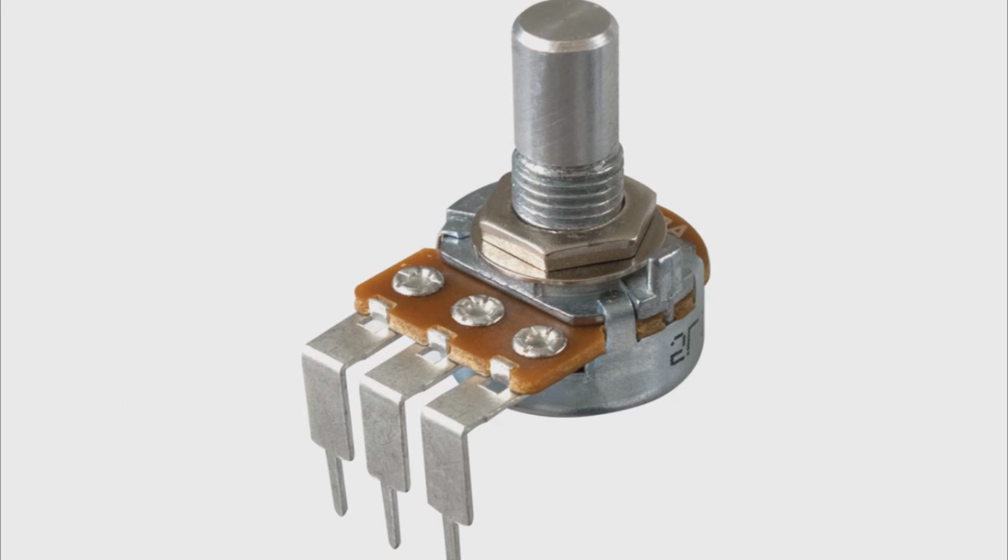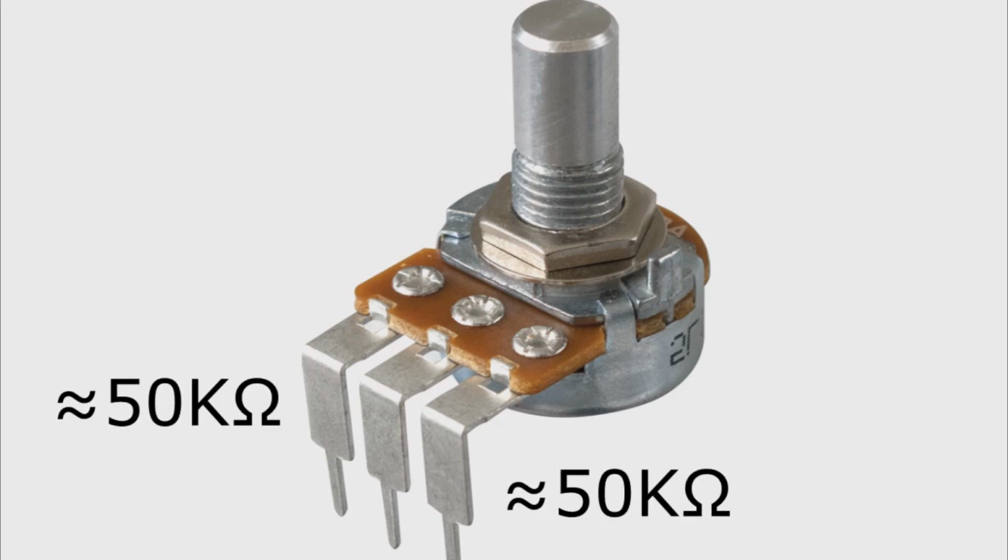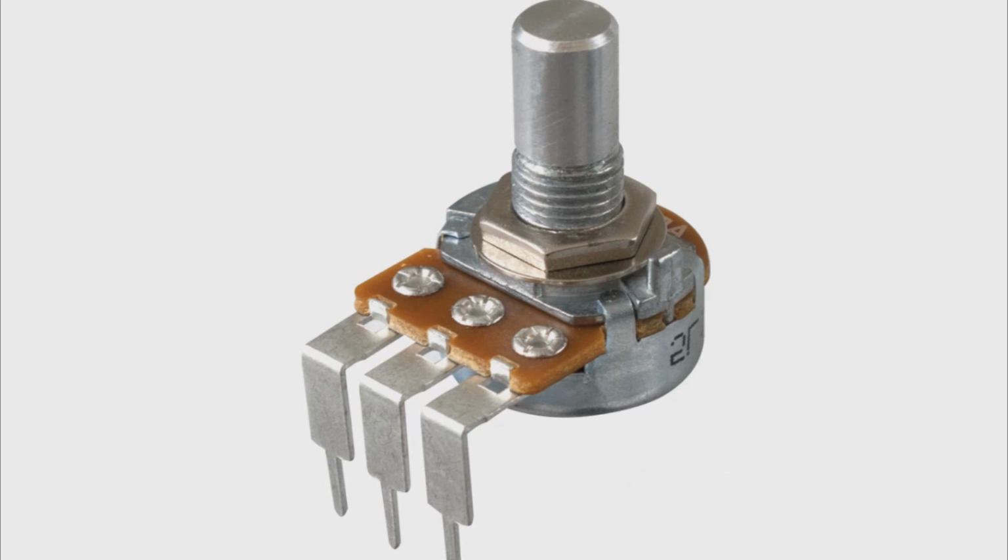If the dial is at noon, you would get 50% of the maximum resistance between lugs 1 and 2, and between 2 and 3. So if you had a 100K pot, for example, lugs 1 and 2 would have 50K resistance, and lugs 2 and 3 would have 50K resistance. Knowing this is important when analyzing a lot of tone stacks, so let's take a look at one.